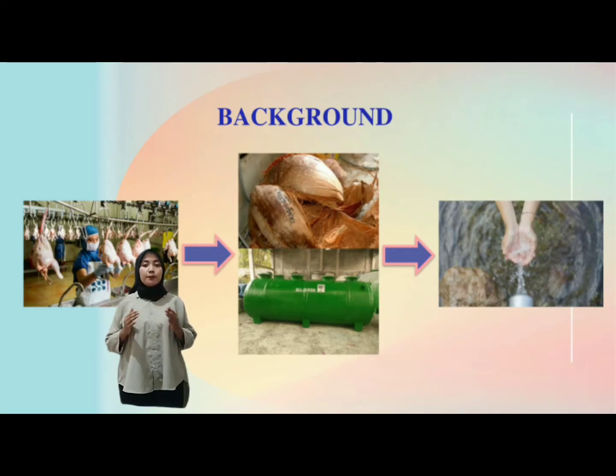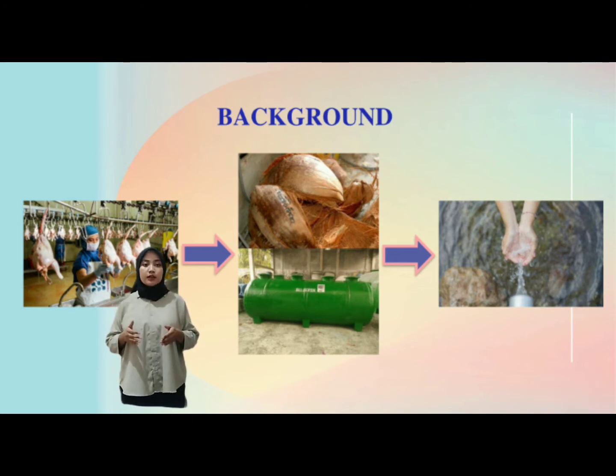RPH is a building with a special design and construction that meets certain technical and hygiene requirements and is used as a slaughterhouse that produces wastewater reaching 225 meter 3 per day on weekdays and 375 meter 3 per day before holidays.